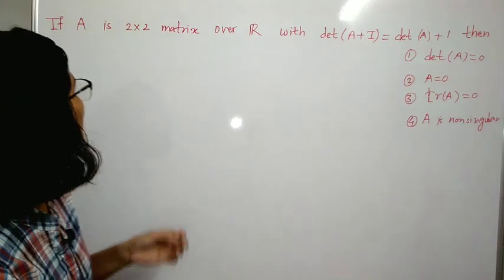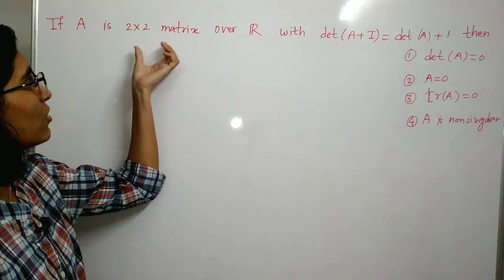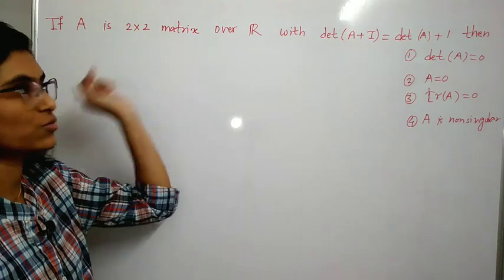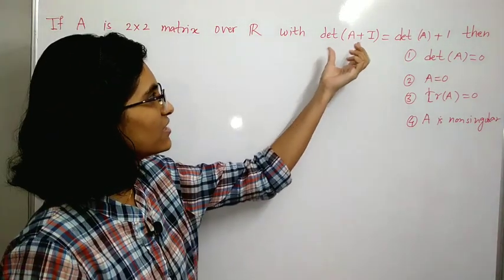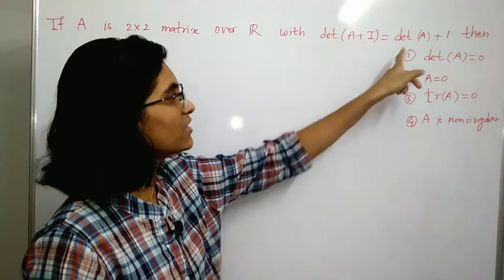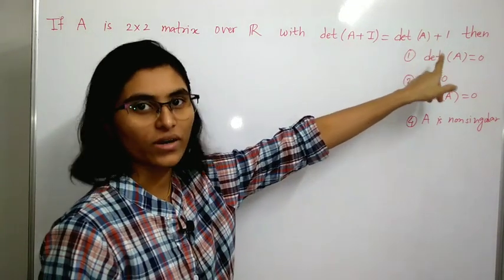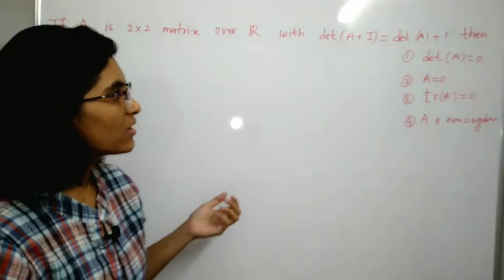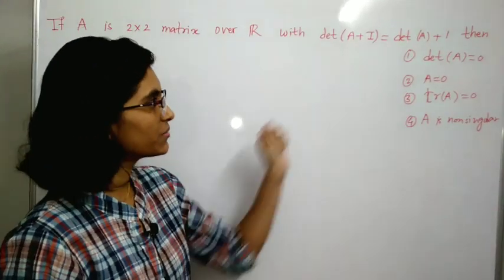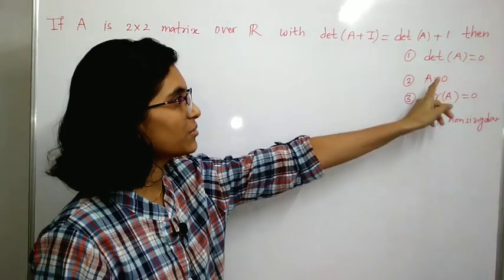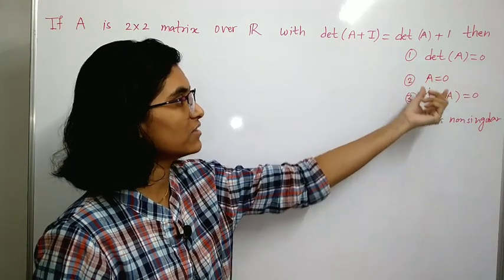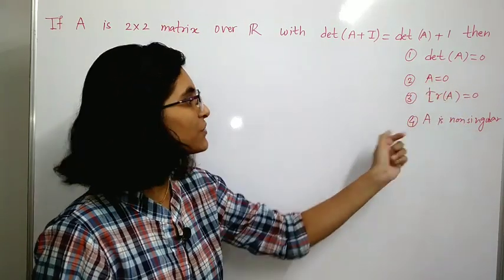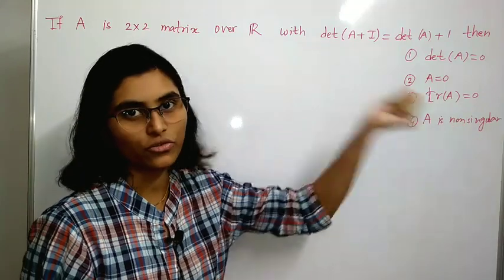Here we have given a matrix A over R which is of size 2 by 2, such that determinant of A plus I is equal to determinant of A plus 1. Then what can we conclude? There are four options: determinant of A is 0, A is 0, trace of A is 0, and last is A is non-singular.